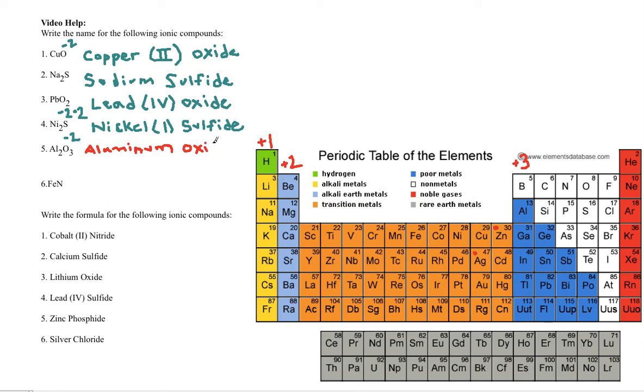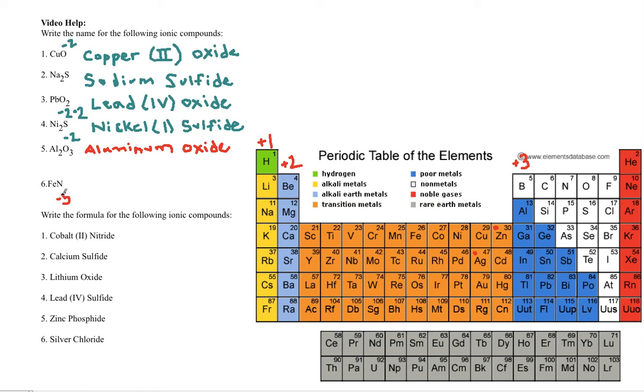O-X-I-D-E. Okay, for the next one, iron. If you look up iron on the periodic table, it is right here, so it's a transition metal. So I don't know the charge of it just looking at the periodic table. It would have to be in this group, or that group, or be zinc or Ag. And so as a result, I have to look at nitrogen. Nitrogen's right here. It has a -3 charge, so I can put -3 right here.